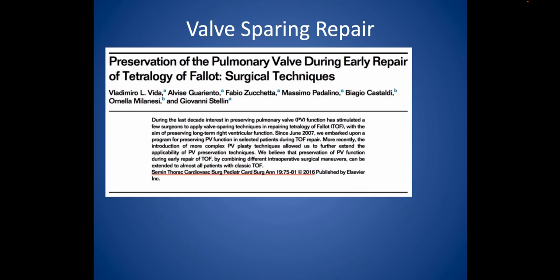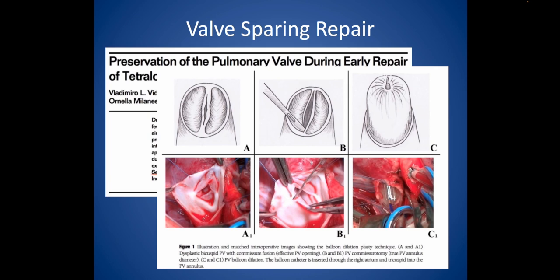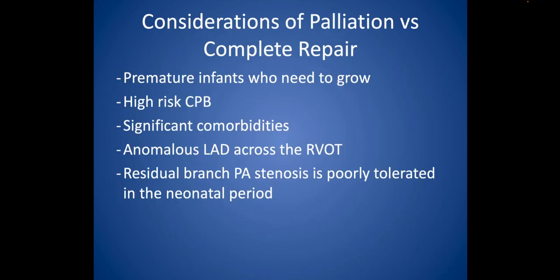So there are newer techniques that include valve sparing repair. Some of our neonates can undergo this, and this depends on whether or not there's adequate pulmonary valve annulus size. So again, if the annulus is big enough and there are options to do this, it can be done as a surgical option where the integrity of the valve is spared, and so you end up having a functional valve.